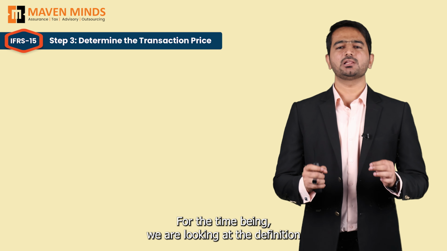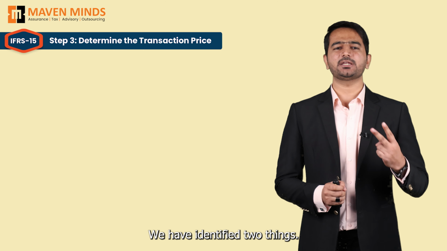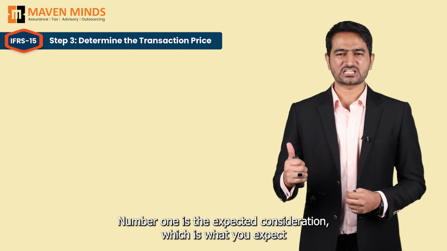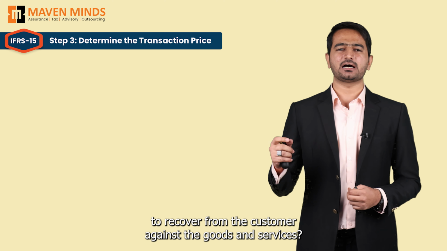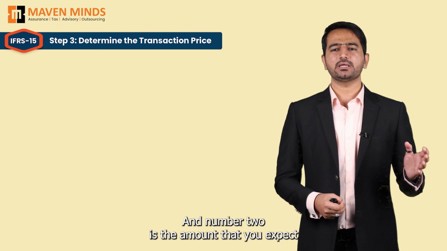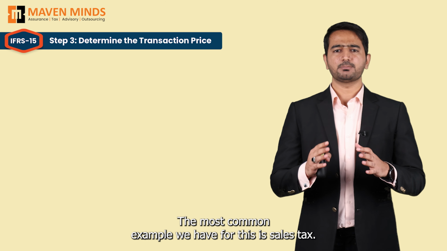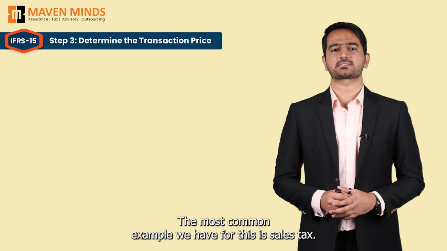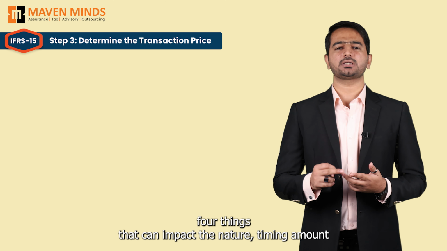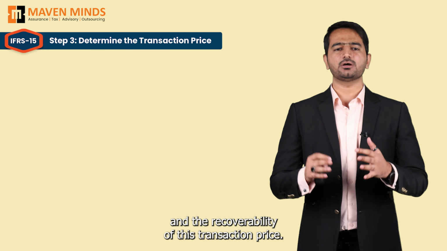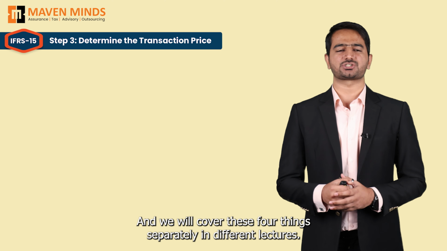For the time being, we are looking at the definition of transaction price. In the definition of transaction price, we have identified two things. Number one is the expected consideration, which is what you expect to recover from the customer against the goods and services. And number two is the amount that you expect to receive on behalf of any third party. The most common example we have for this is sales tax. Now, there are 4 things that can impact the nature, timing, amount and the recoverability of this transaction price. And we will cover these 4 things separately in different lectures.